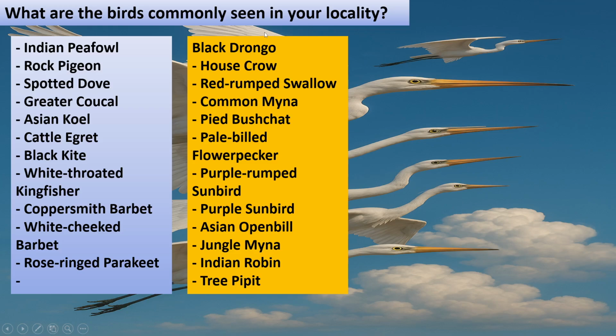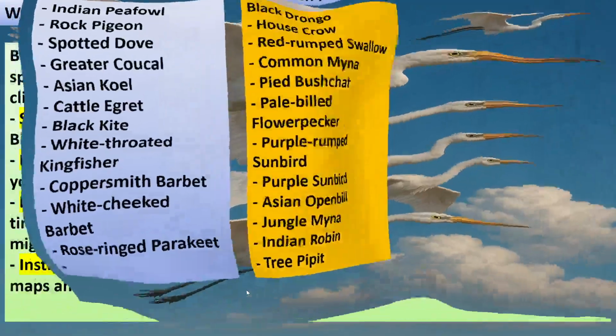What are the birds commonly seen in your locality? Indian peafowl, rock pigeon, spotted dove, greater coucal, Asian koel, cattle egret, black kite, white-throated kingfisher, coppersmith barbet, white-cheeked barbet, rose-ringed parakeet, black drongo, house crow, red-rumped swallow, common myna, pied bush chat, pale-billed flowerpecker, purple-rumped sunbird, purple sunbird, Asian openbill, jungle myna, Indian robin, tree pipit.